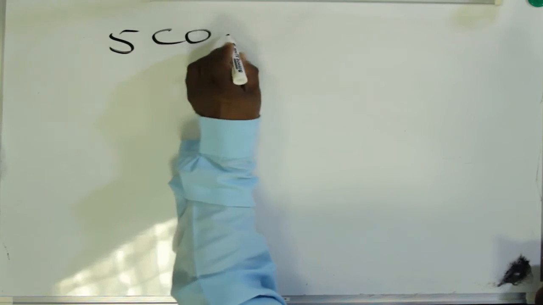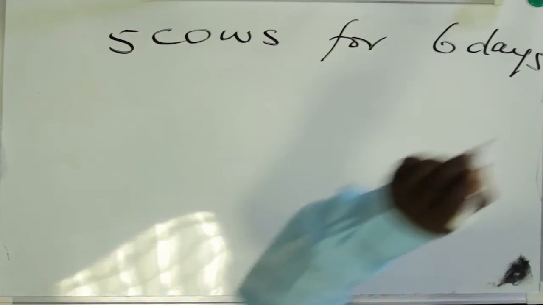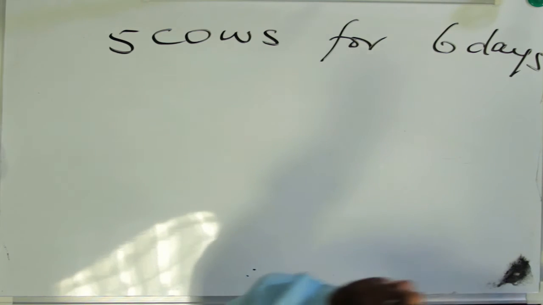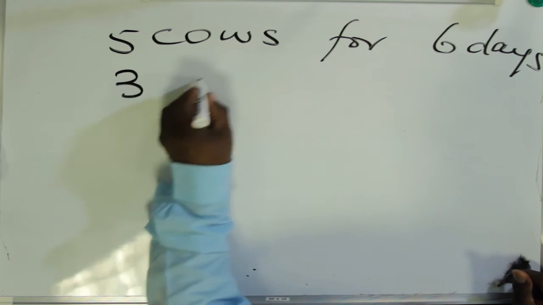On the other hand, if I wanted to deal with an indirect proportion, I could take this interesting example. I have enough food to feed 5 cows for 6 days. The question is, how much food would I need to feed 3 cows?